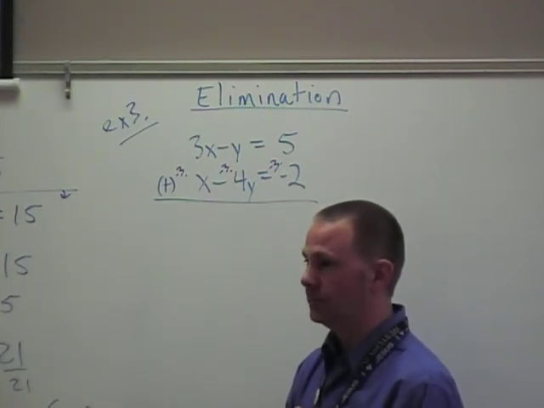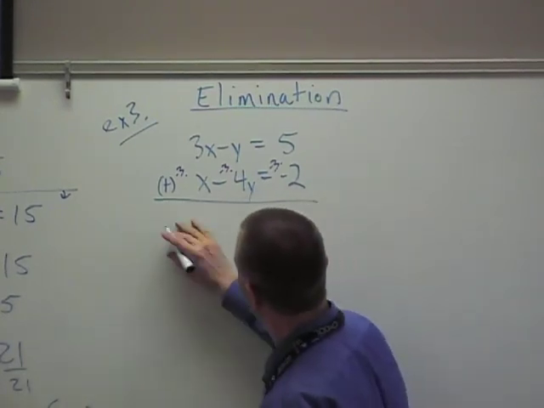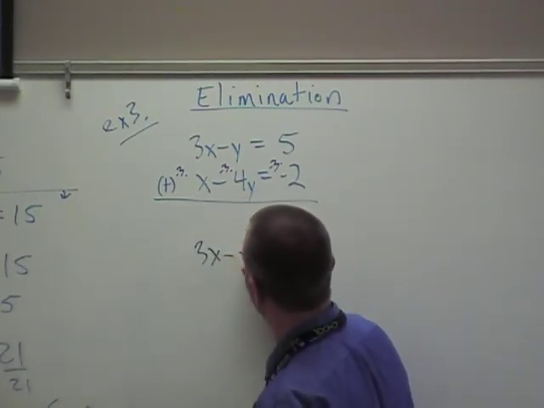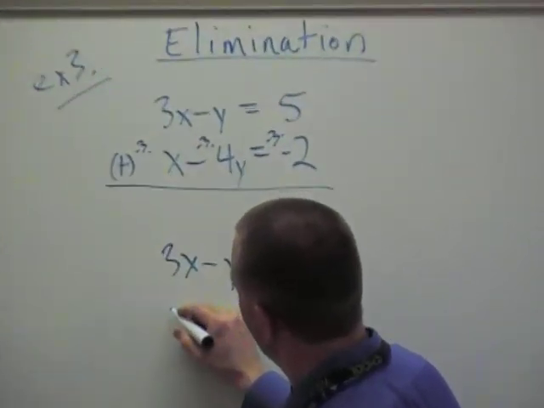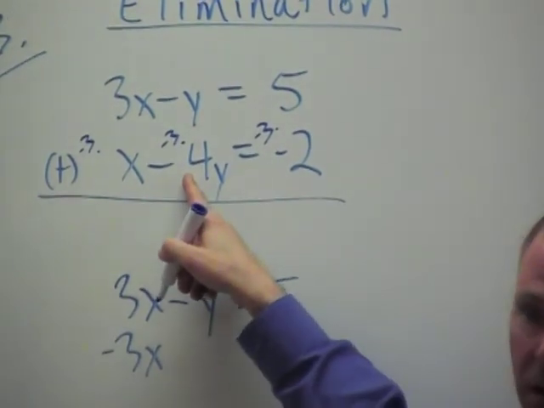Okay? So I'm going to rewrite the whole thing. 3x minus y equals 5. And the new equation below it is going to be -3x. What do you think this is going to be?